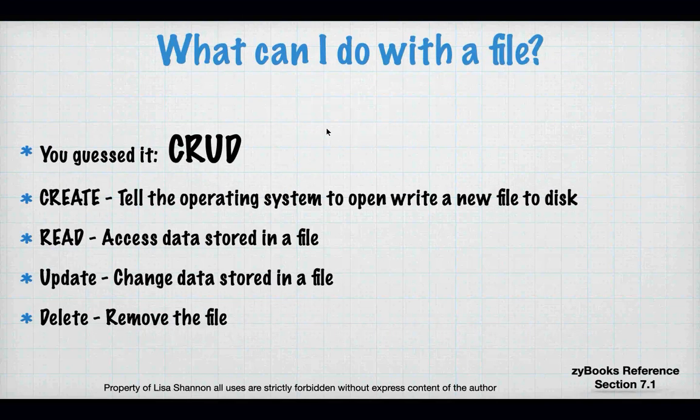So what can I do with a file? You guessed it, CRUD: create, read, update, delete. Very similar to our other lists and dictionaries. When we talk about CRUD, we're talking about how do we create it, how do we access it, how do we change it, and then how do we remove it. We won't really talk a lot about removing files because we don't really need to do that, and that's more of an operating system thing. But you can delete files in Python.